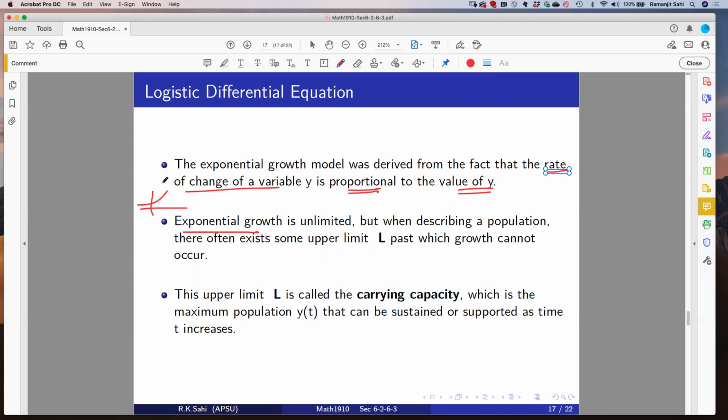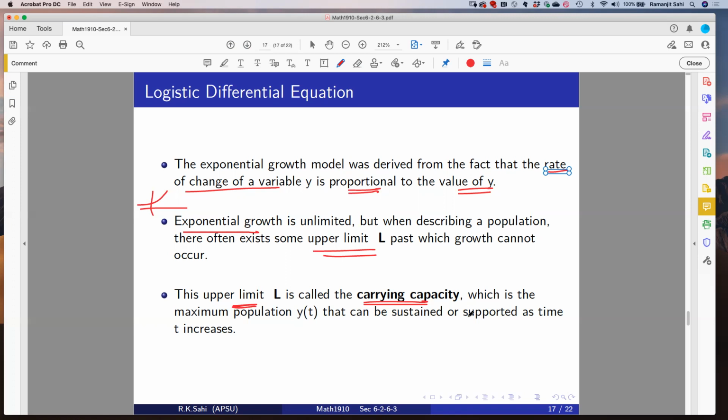There's going to be a carrying capacity there, okay? So what it simply says, there exists some upper limit past which the growth cannot occur. This upper limit is called the carrying capacity, which is the maximum the population can be sustained or supported as time t increases. And that's where we are getting a more realistic picture. Because if you want to apply some models we have learned here, like exponential growth and decay models, we wanted it to be a little bit more realistic with what's happening in the real world. And the logistic differential equation takes that into perspective.